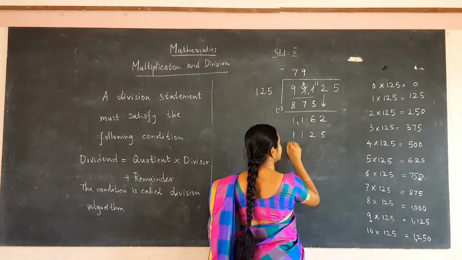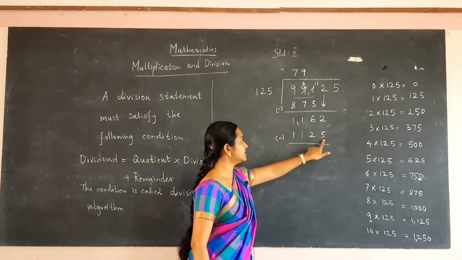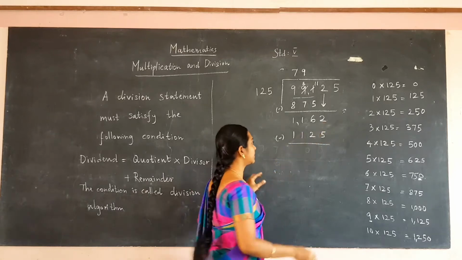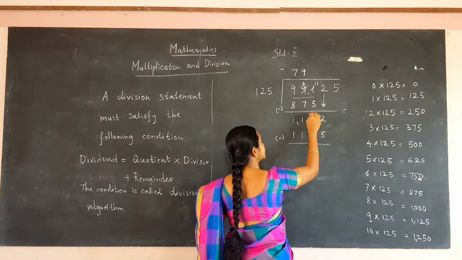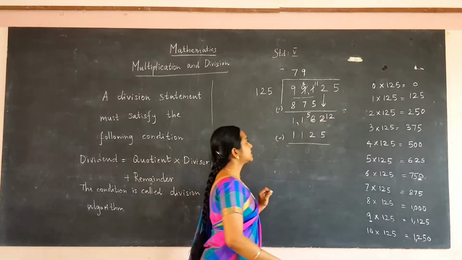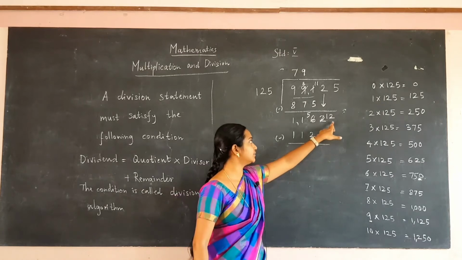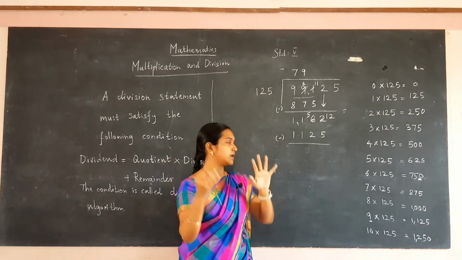1125. Now we are going to subtract these two numbers. 5 is greater and 2 is smaller, so we cannot subtract. So borrow 1 from 6. So 6 will be changed as 5 and 2 will be changed as 12. Now start counting from 5 until you reach 12. 6, 7, 8, 9, 10, 11 and 12.